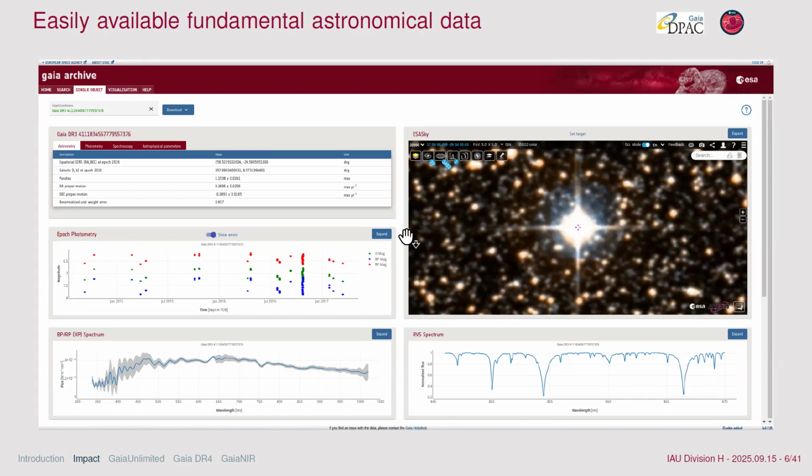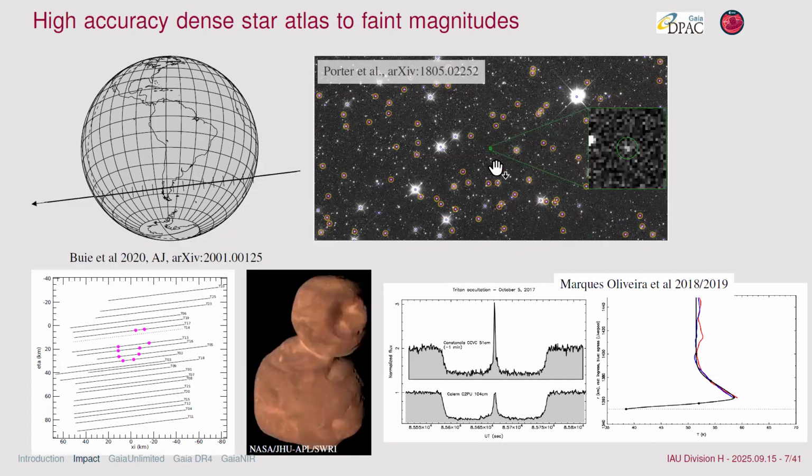Now, the second impact is simply the fact that we have a very high accuracy star atlas. And this star atlas goes to faint magnitudes, about magnitude 21, and it gives you very precise positions, but also parallaxes and proper motions of stars.